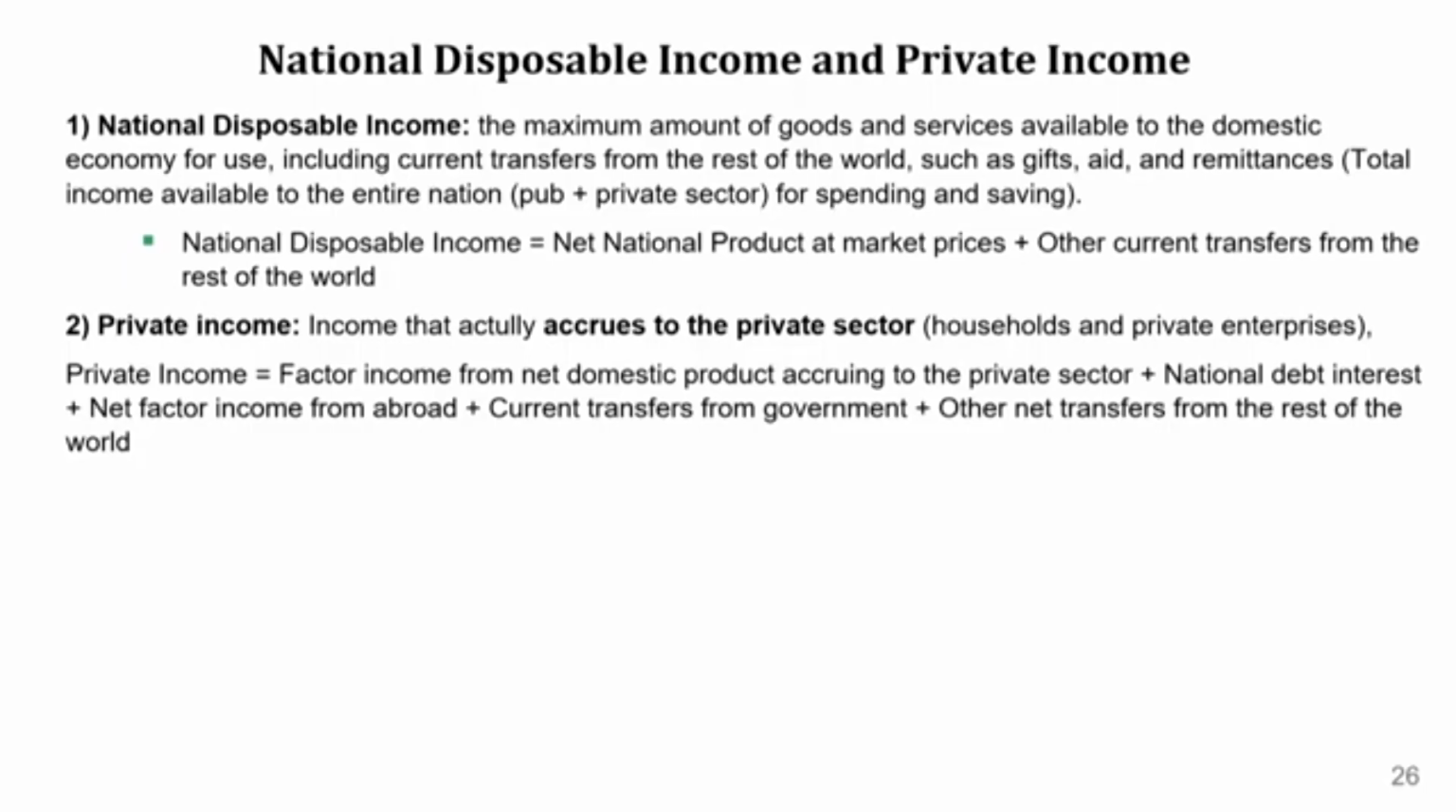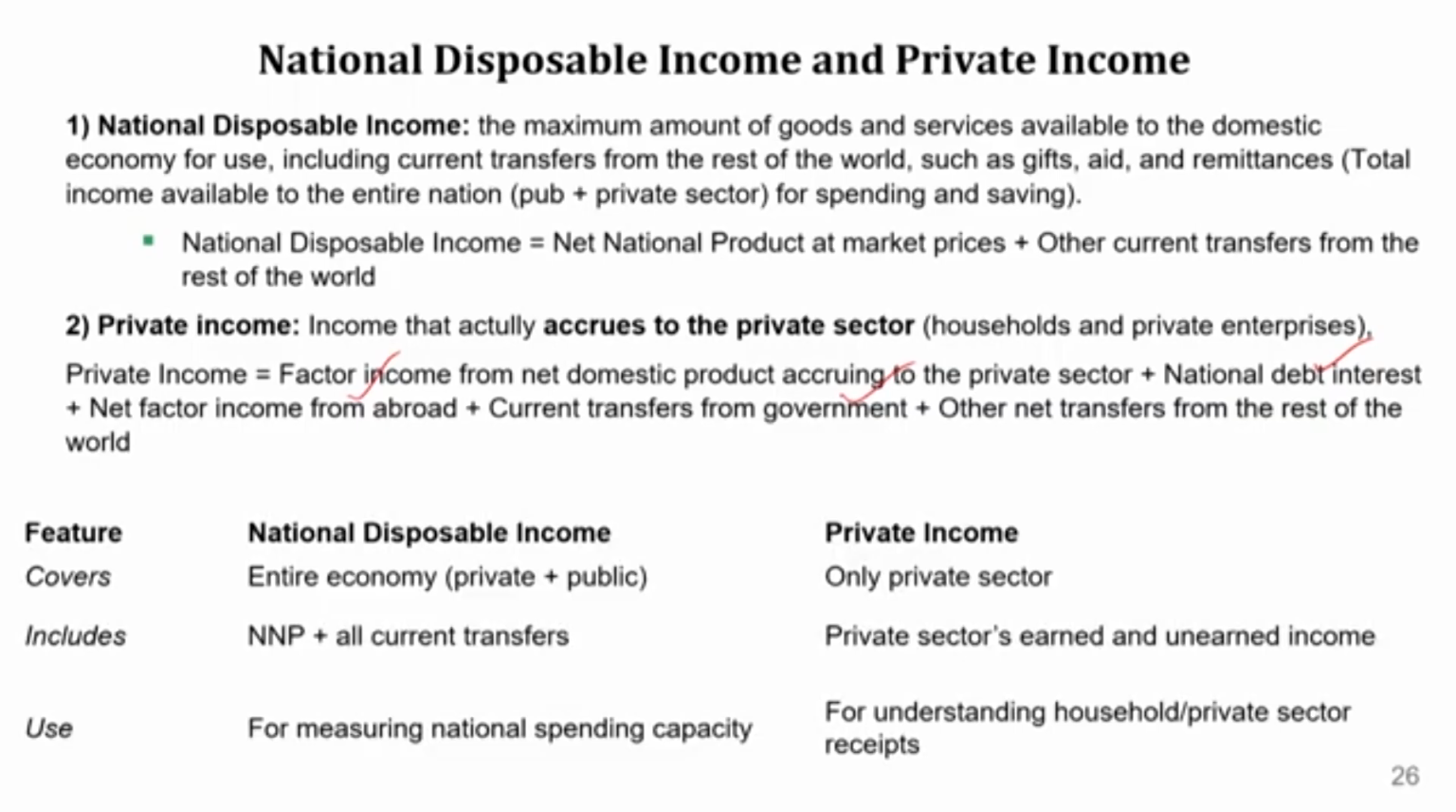So private income here means factor income from net domestic product accruing to the private sector, plus national debt interest, plus net income from abroad, plus current transfers from government and other net transfers from the rest of the world. The main differences I have listed out using a table, what it includes and what it excludes. You can see here national disposable income is for the entire economy and includes NNP plus all current transfers, and it is mainly used for measuring national spending capacity.